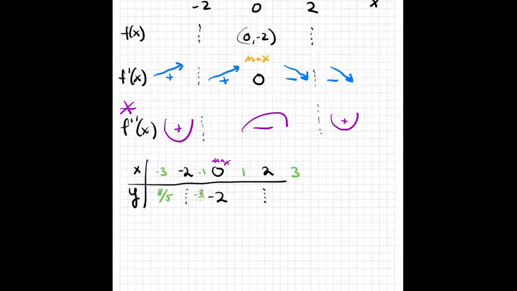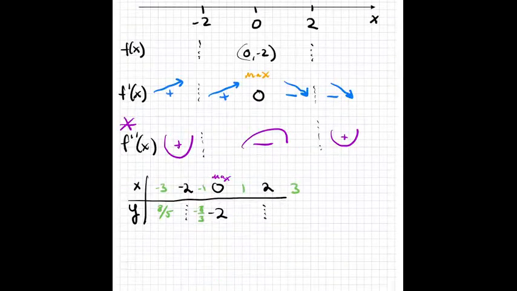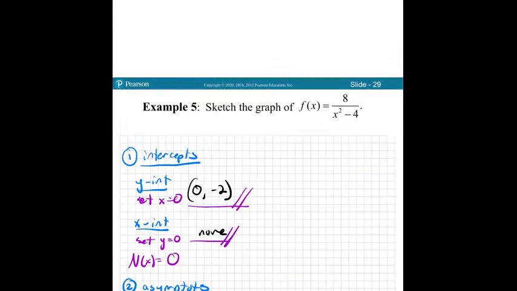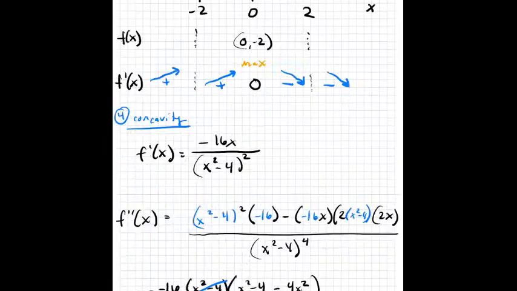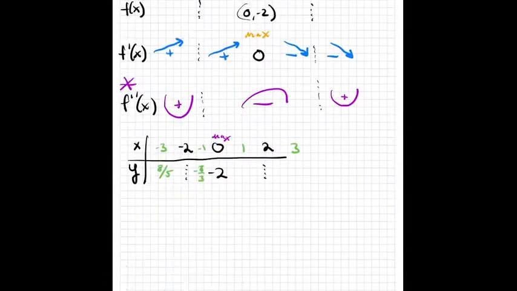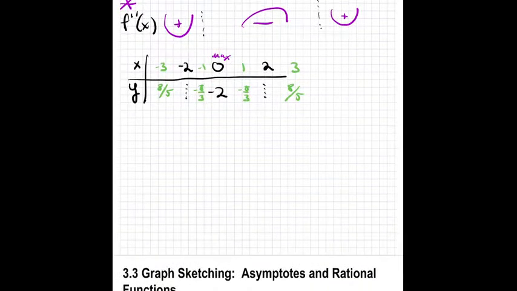Now we didn't do a test for symmetry. There are more tests that we can do, but I think this is more than enough for right now. When x is 1, I think we get the same result, so it should be negative 8 over 3. And for 3, I'm just going to say that it should be 8 over 5. Okay, so now if we were to plot this, my x's, negative 3 to 3.